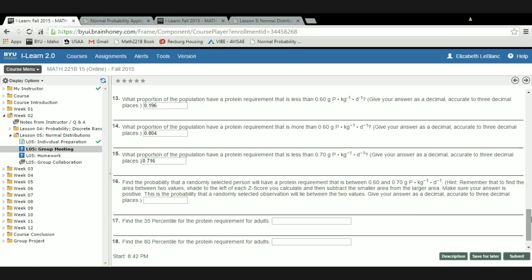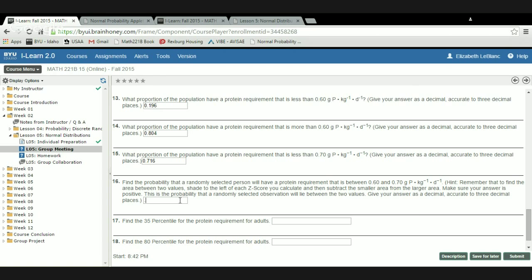It says, remember that to find the area between two values, shade to the left of each z-score to calculate and then subtract the smaller area from the larger area. Make sure your answer is positive. This is the probability that a randomly selected observation will lie between these two values. Oh, so we just subtract our answer from 15 from our answer from 13. Yeah. So 0.716 minus 0.196 is 0.52.